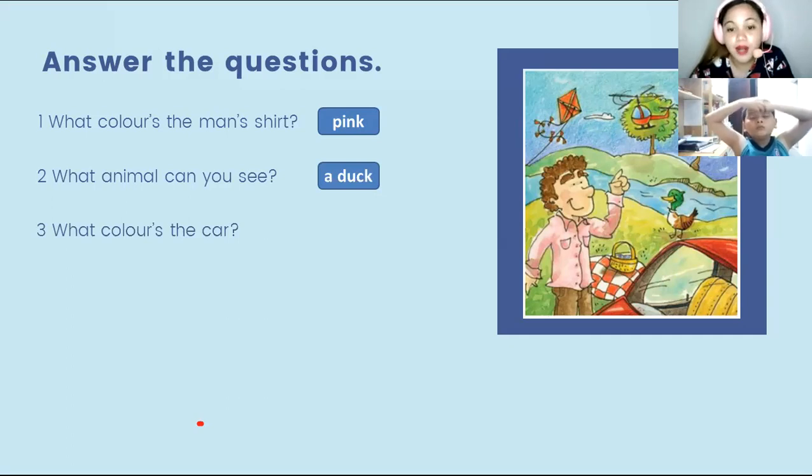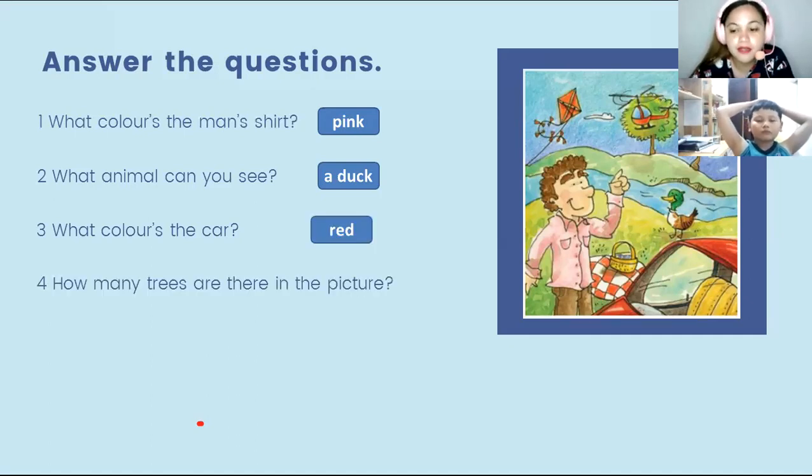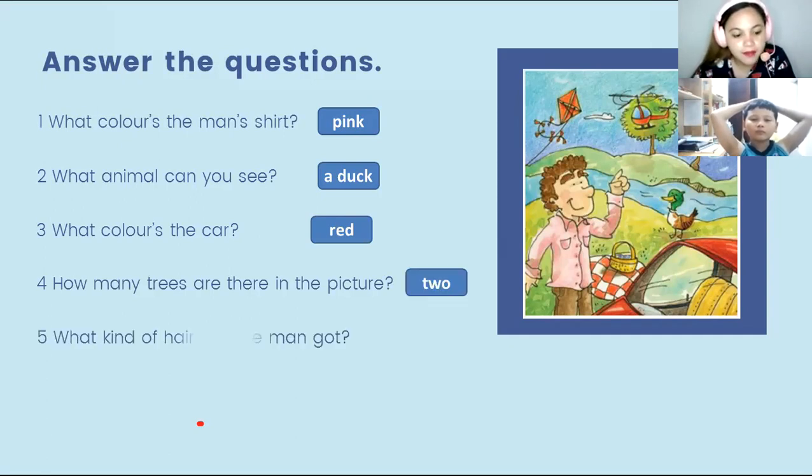What is the color of the car? Red. Red. Okay, four. How many trees are in the picture? Two. Two. And next one. What kind of hair has the man got? Curly. All right. The hair is curly.